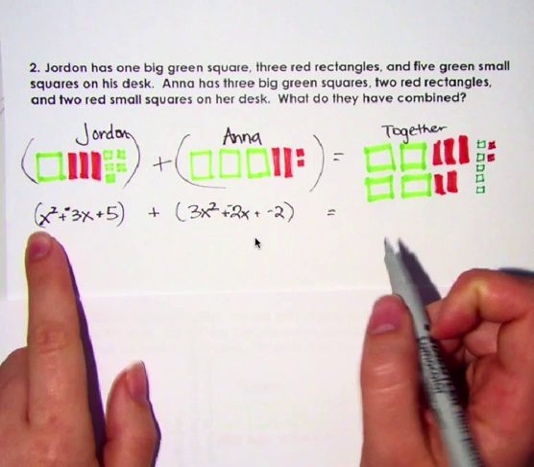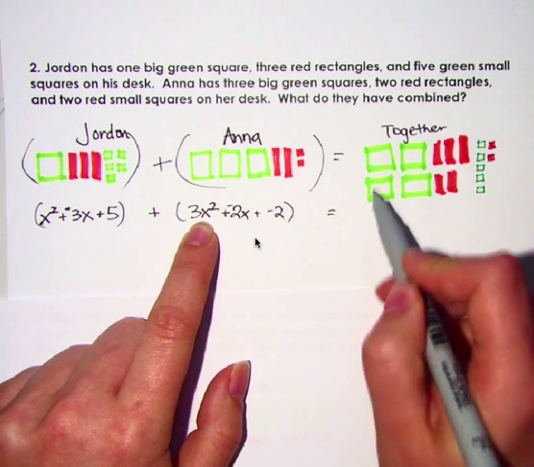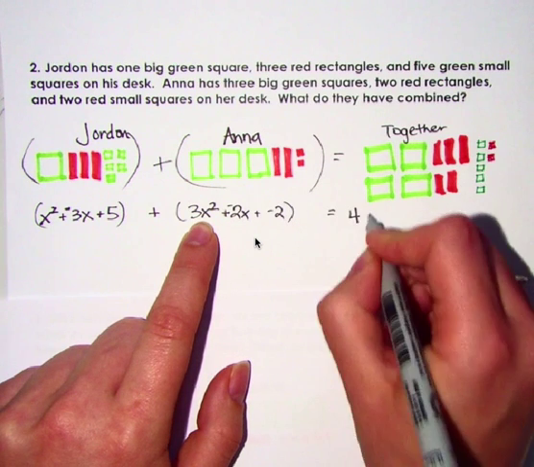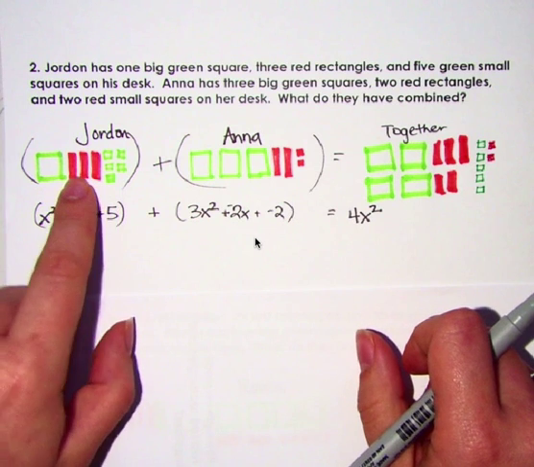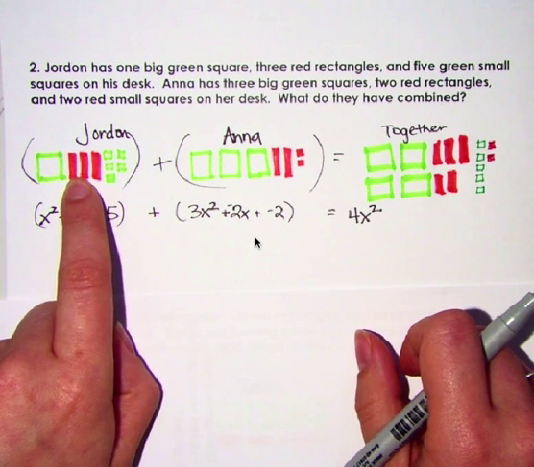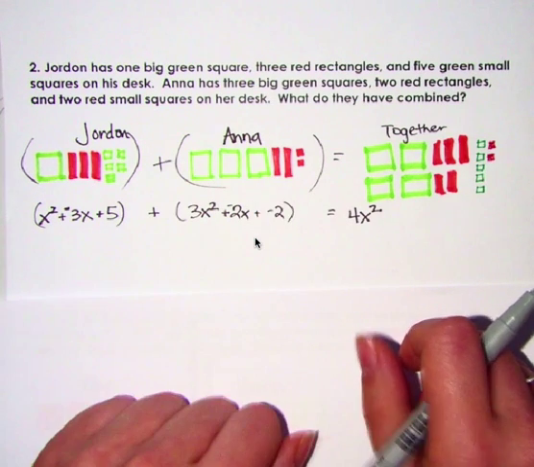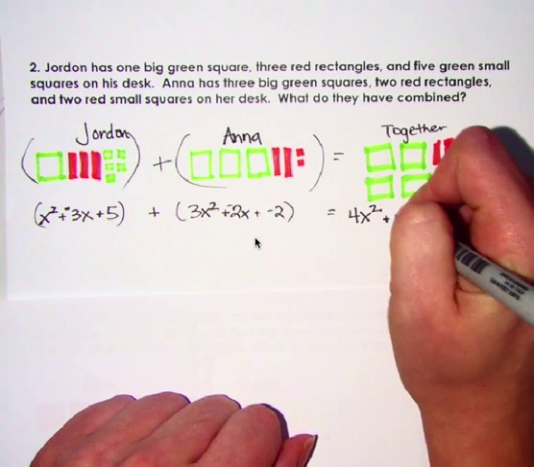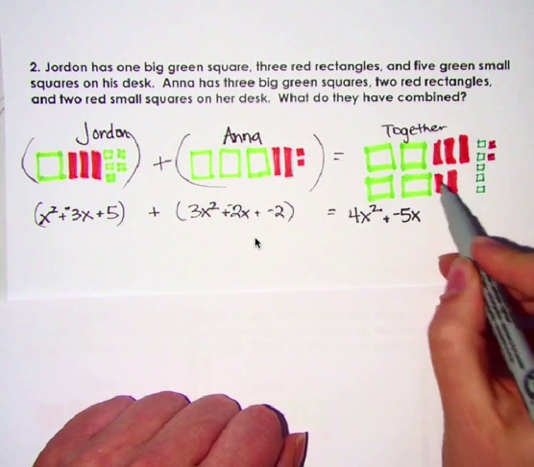All right, so let's figure out what this would mean. So they have x squared and 3x squared. That means they have 4 big squares. 1, 2, 3, 4. That is correct. All right. Together, they also have these 3 negative red tiles, these rectangles, and 2 negative red tiles. These are x's. So that means they have negative 5x together. 1, 2, 3, 4, 5.